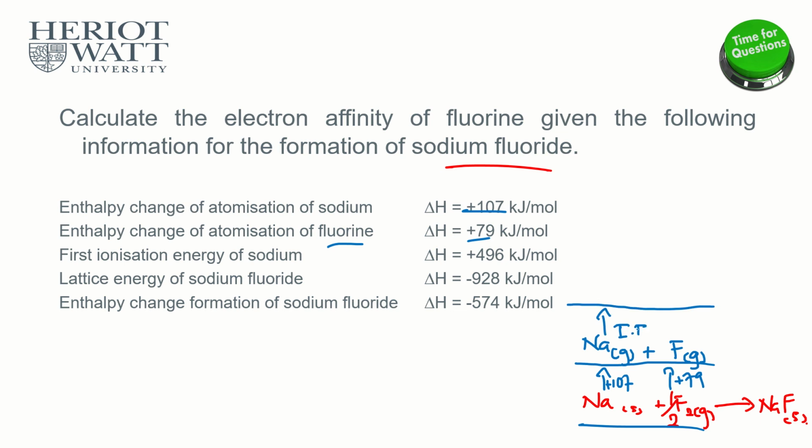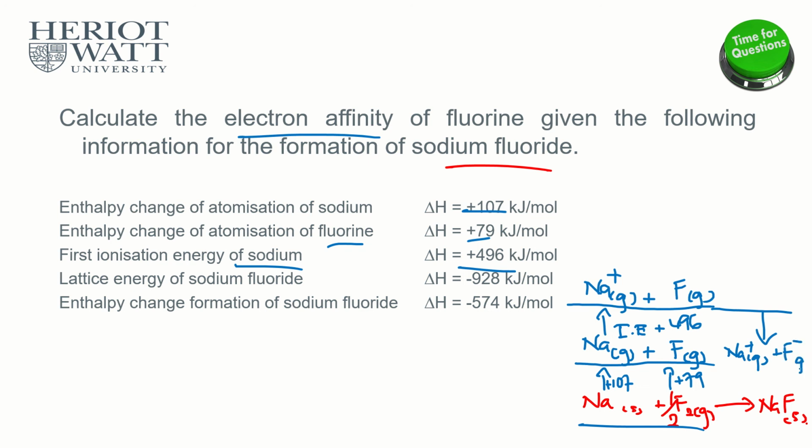So ionization energy, what is the value for ionization of sodium? It's given here, positive 496. All right, so you change it into sodium plus gas. And next, we still maintain fluorine as a gas. We change it step by step. After that, we know that electron affinity, what we want, is always exothermic. So we write it out, sodium plus gas plus fluoride ion. And here is the X value.